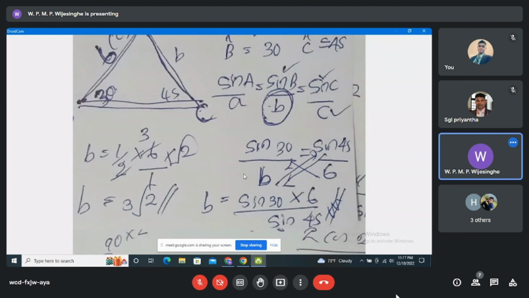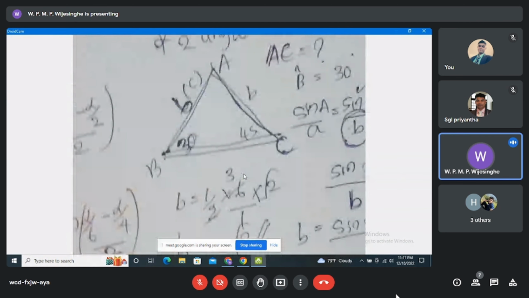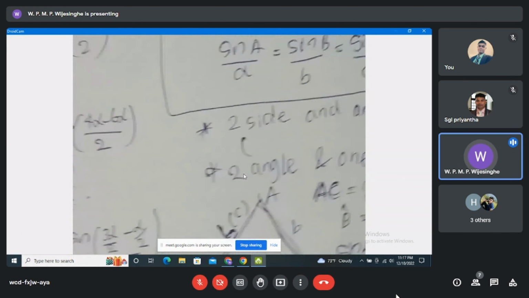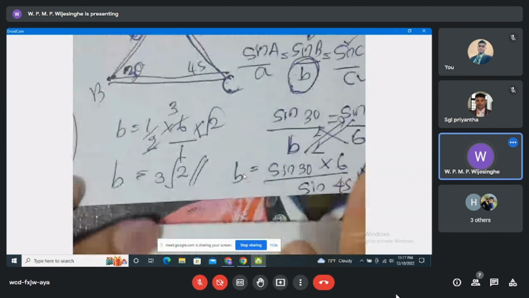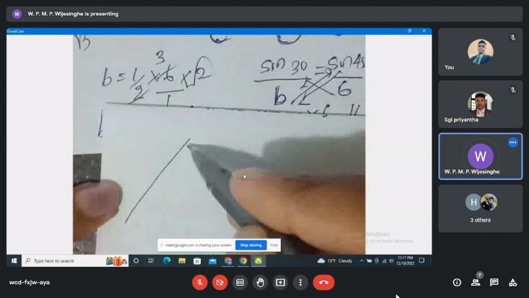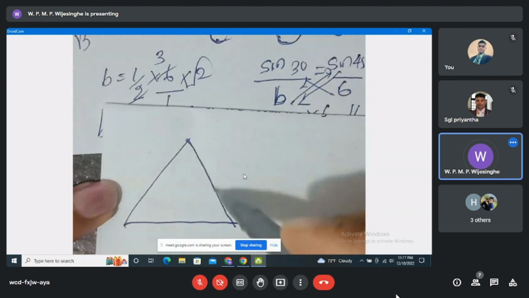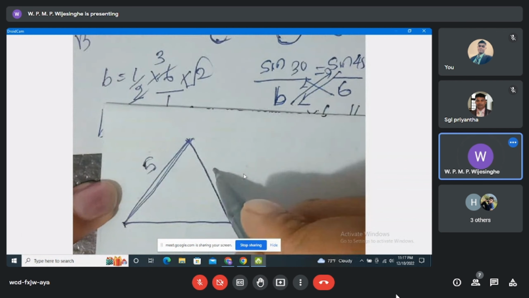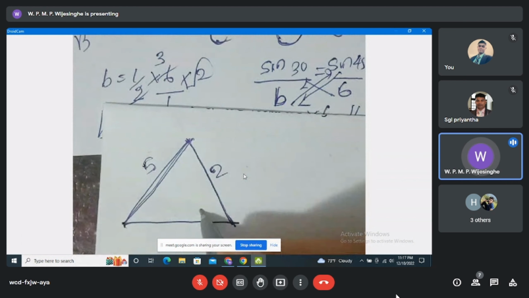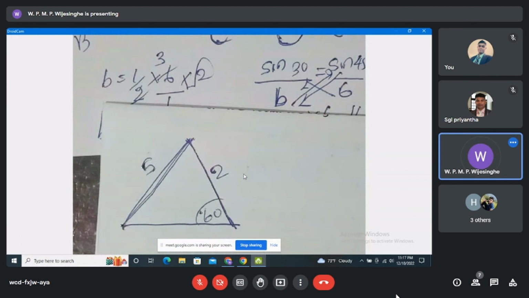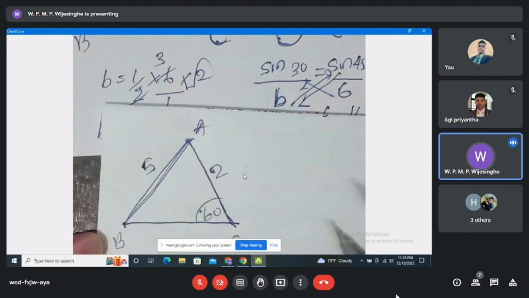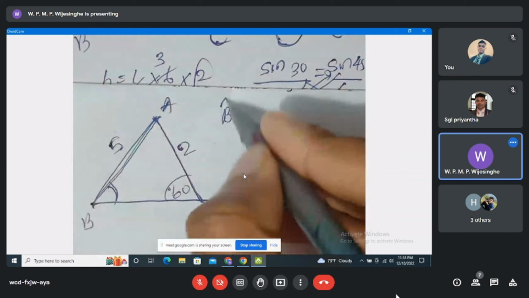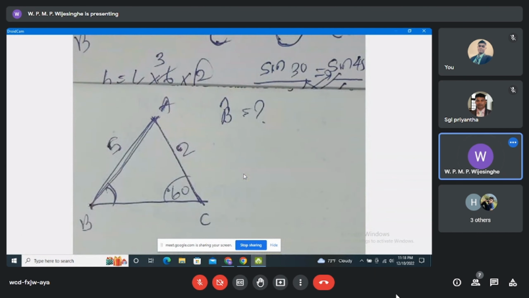Okay. Next situation. Here there is a triangle, and you know two sides. I will take 5 and 2, and this angle as 60. ABC. Then you are asked to find the angle B.